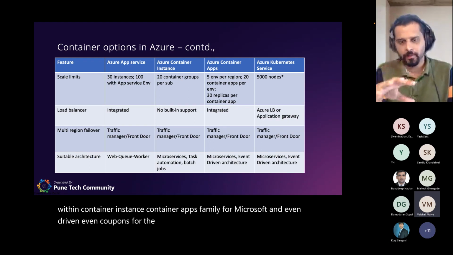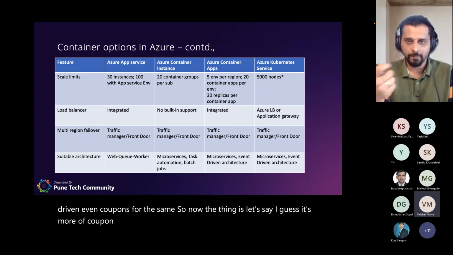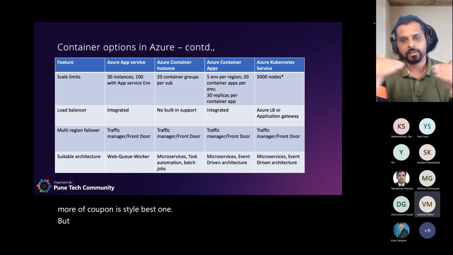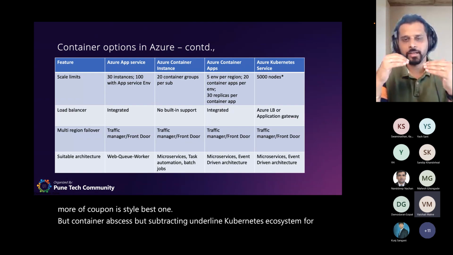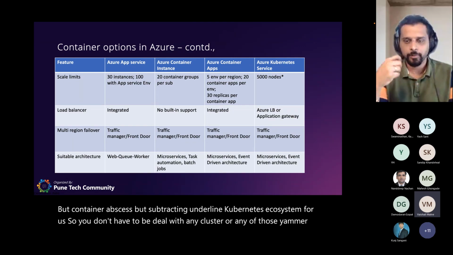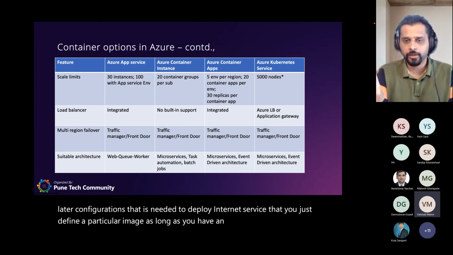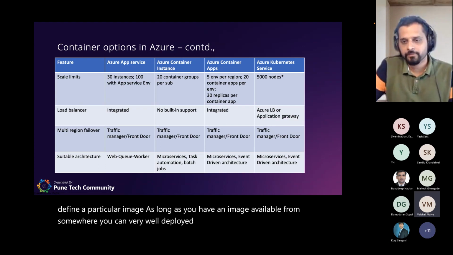So now the thing is, like I said, container apps is more of a Kubernetes style one, but it's abstracting the underlying Kubernetes ecosystem for us. So you don't have to really deal with any cluster or any of those YAML related configurations that are needed to deploy into a Kubernetes service. You just define a particular image. As long as you have an image available from somewhere, you can very well deploy it into the container apps, right?